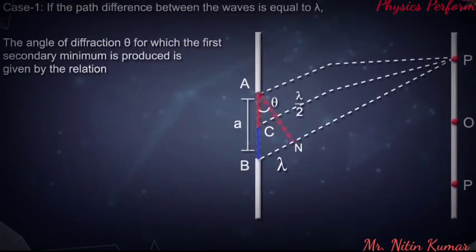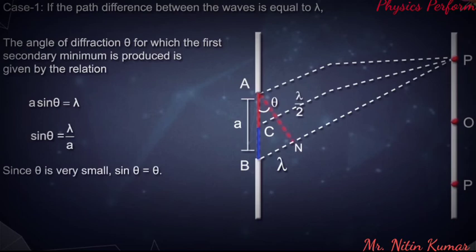The angle of diffraction theta, for which the first secondary minimum is produced, is given by the relation a sin theta is equal to lambda, or sin theta is equal to lambda divided by a. Since theta is very small, sin theta is approximately taken as theta. Therefore, theta is equal to lambda by a.